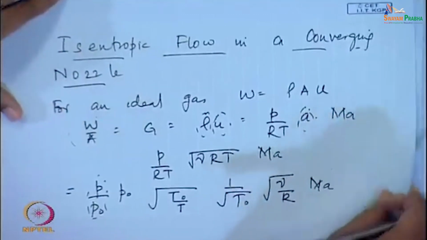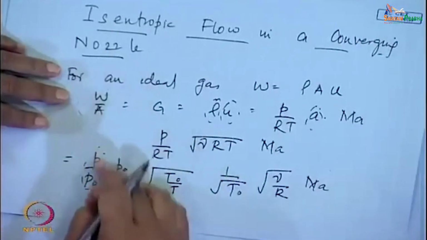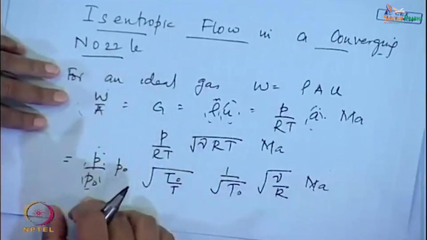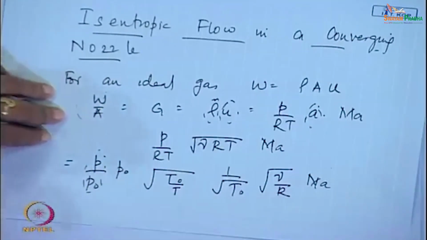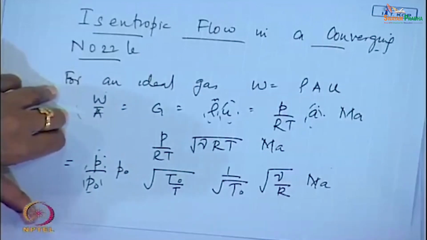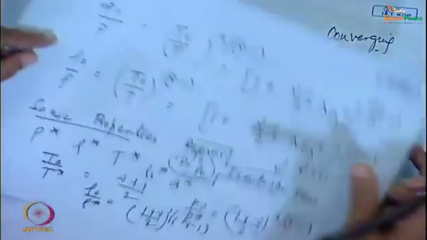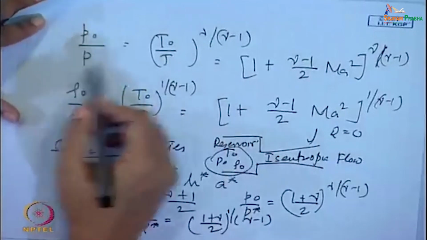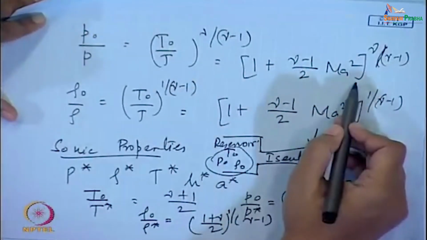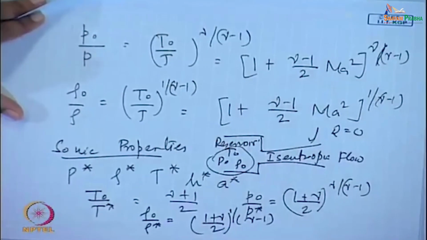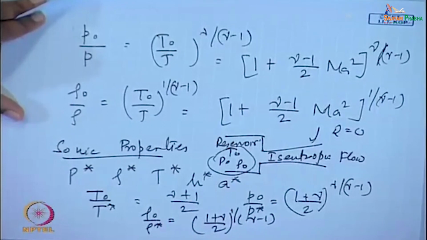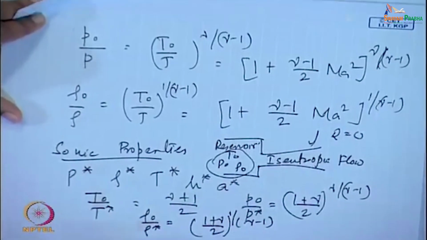So, after this what I can do, I can just substitute P by P0 in terms of T0 by T. I think in the last class I had defined those particular terms. P0 by P equals this particular term, is it not, and I had also defined T0 by T, I have that also, thank God.